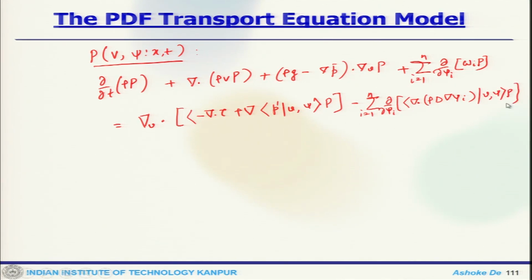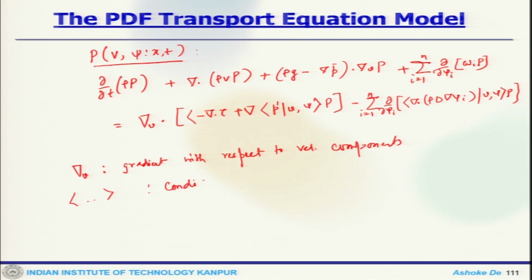So, this is the transport equation for the joint probability density function, which includes the velocity and the reactive scalar, where delta v is the gradient with respect to velocity components, and the terms within the angular brackets are conditional means, and a similar symbol has been used for the sample space variable.